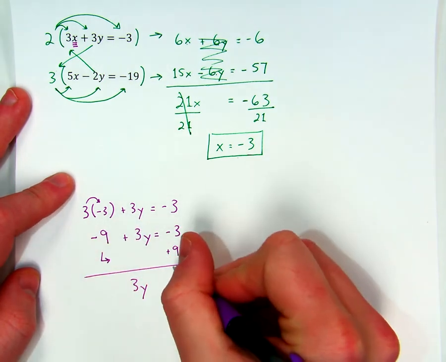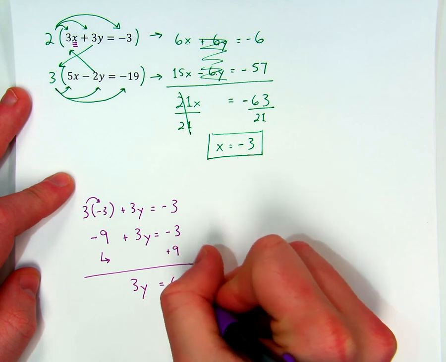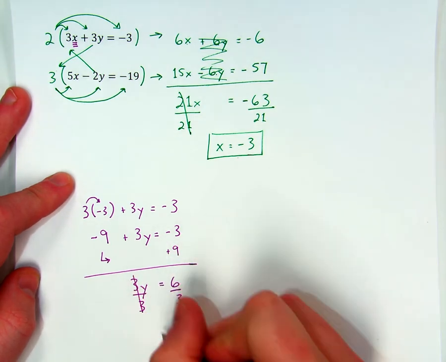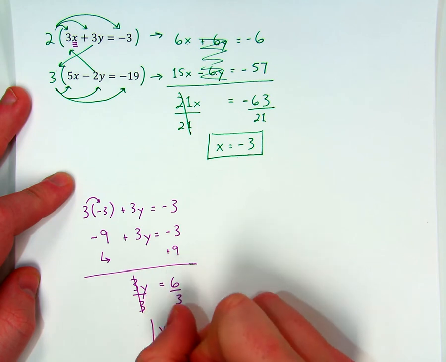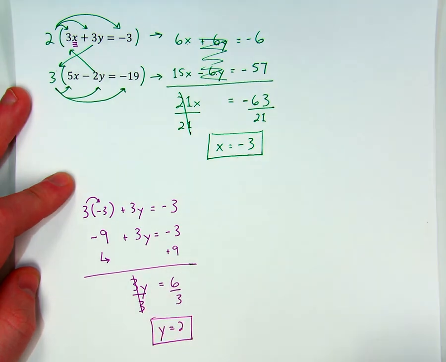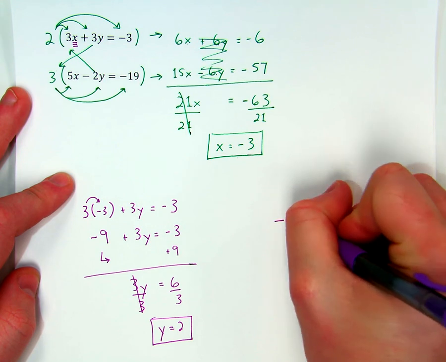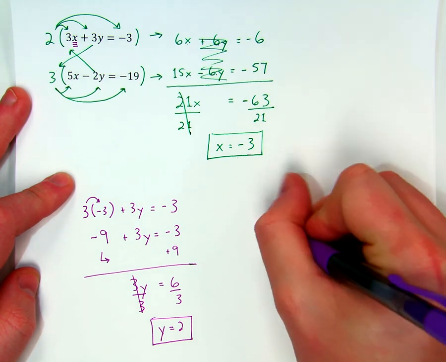We'll find that 3y equals negative 3 plus 9, which is 6. And when we divide by 3, we'll find that y equals 2. We now know that x is negative 3 and y is 2, so our solution is negative 3, 2.